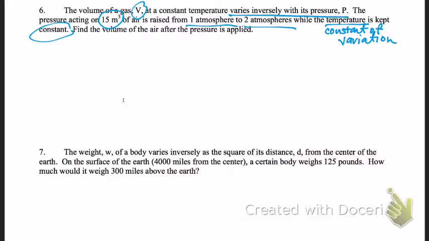So I need to solve for my constant of variation first, because I know that when the atmosphere is 1, my volume is 15. Then when I find out whatever my constant of variation is, I can apply that to 2 atmospheres. So the formula I would use would be volume equals temperature over pressure. It'll just be a word problem that you'll have to be able to apply. So it gives me the volume is 15.